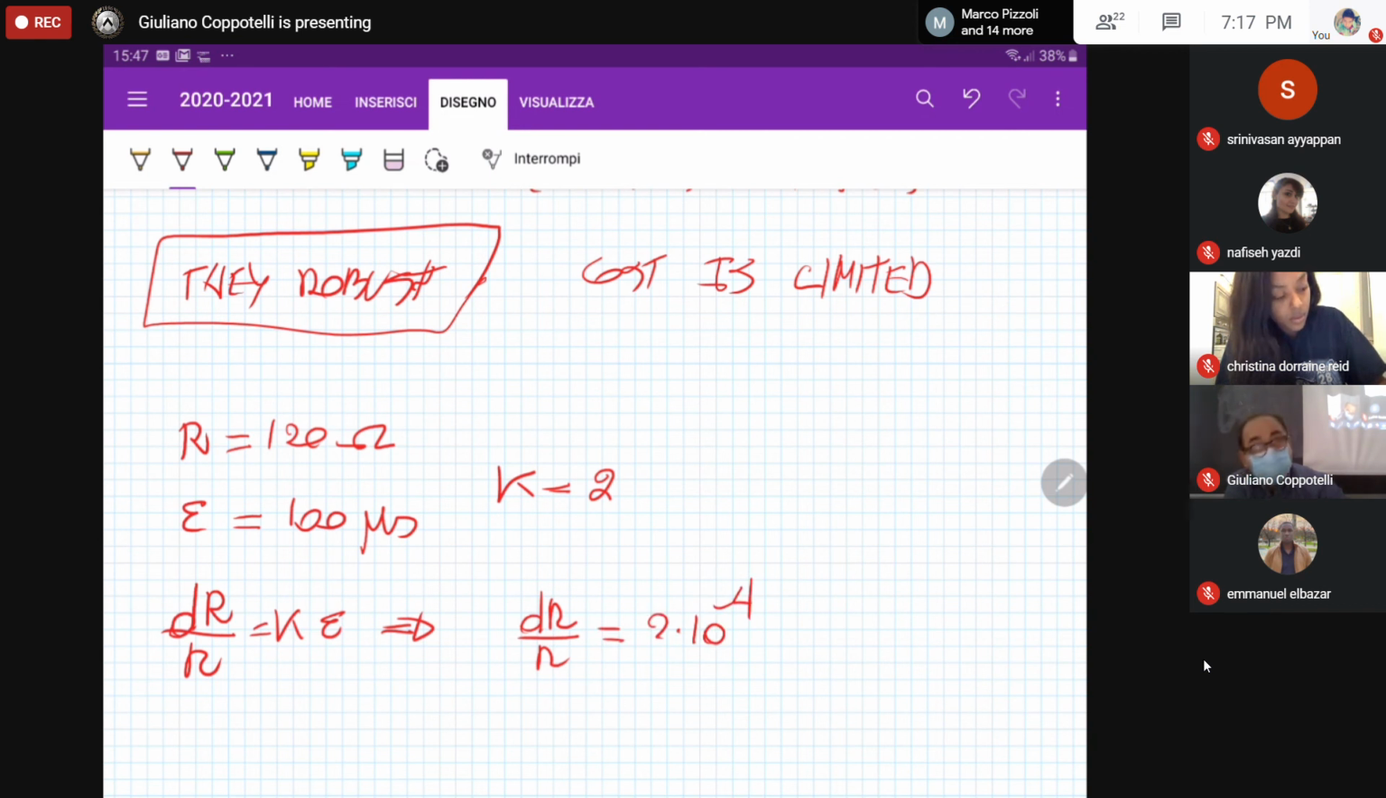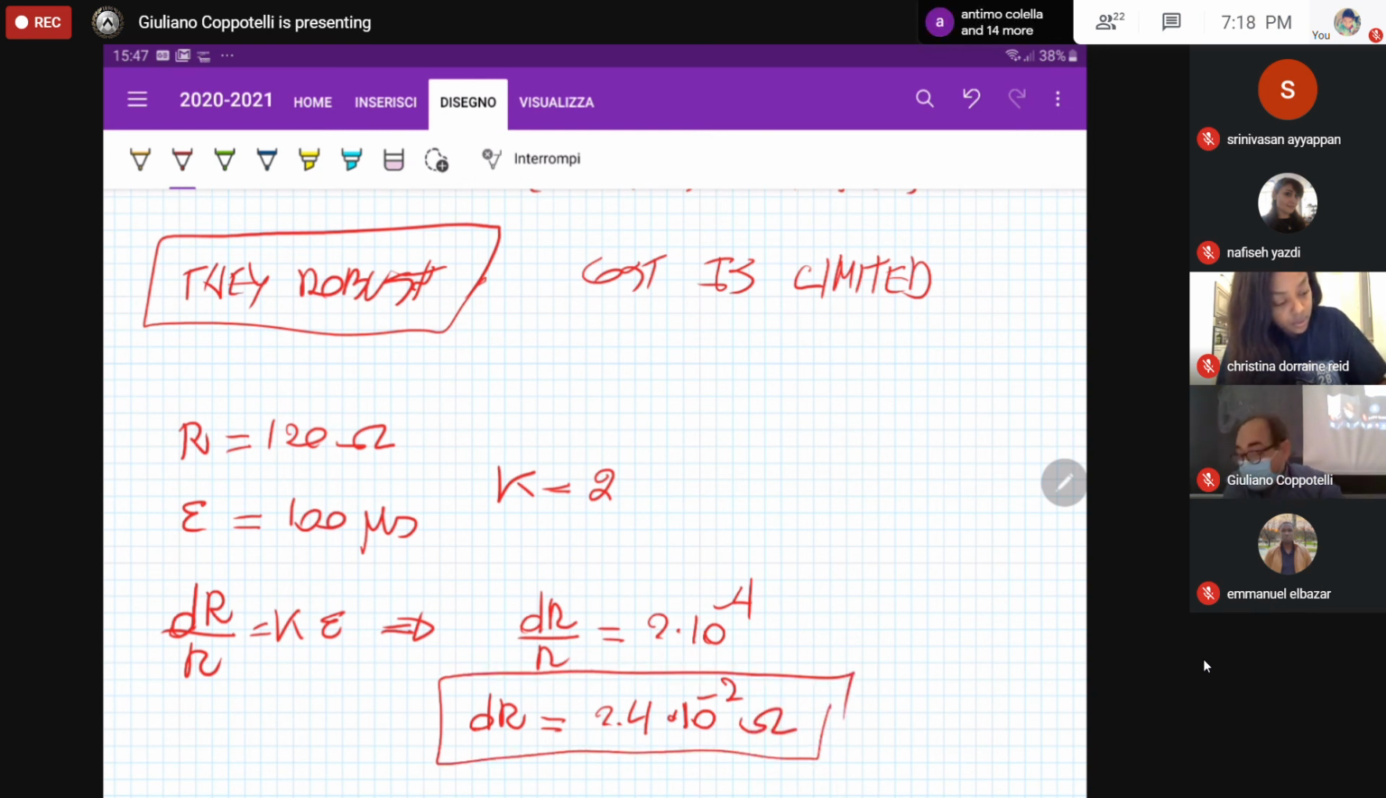That is, the change of resistance is about 2.4 times 10 to the negative 2 ohms. Okay. What do you think about it? How do you like this result? They are very small.